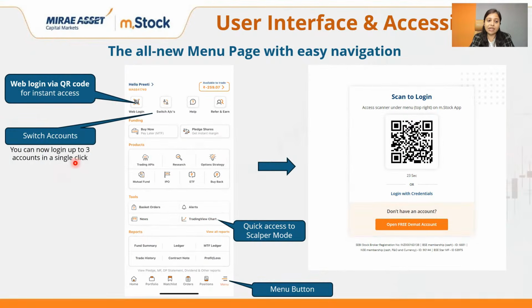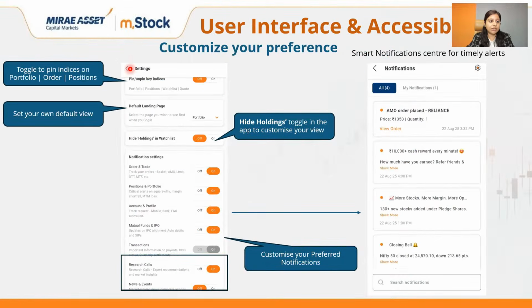Another feature which we have is switch accounts. We have switch accounts for the app, and you can log in through 3 accounts, so you can have 3 accounts logged in and switch between those. Scalper mode, as I explained to you, is on TradingView charts. Moving forward, in the app, you can also pin and unpin indices. So on your watch list, portfolio, positions, order book, you will have indices pinned on the top.